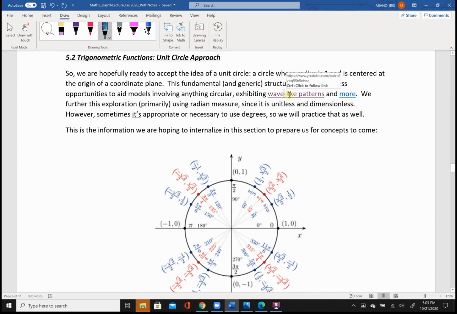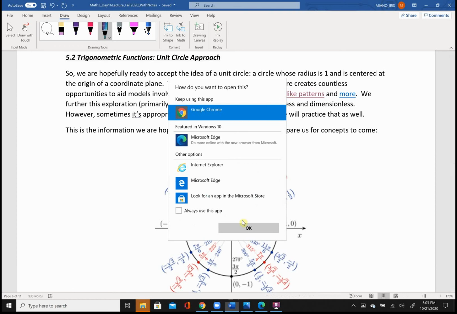Is this going to actually, hold on, control click. Yeah, open it with Chrome. I don't know why I would even ask.